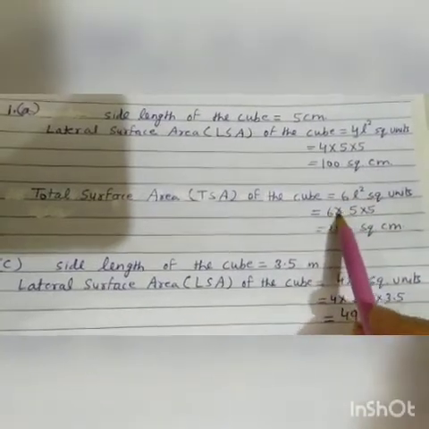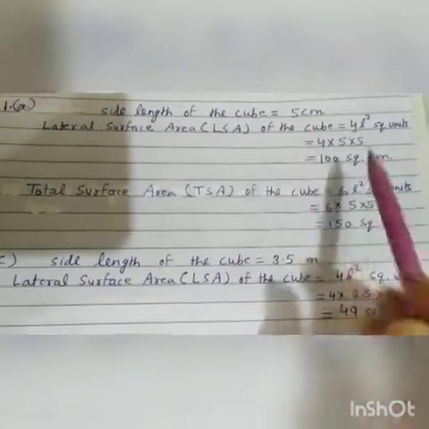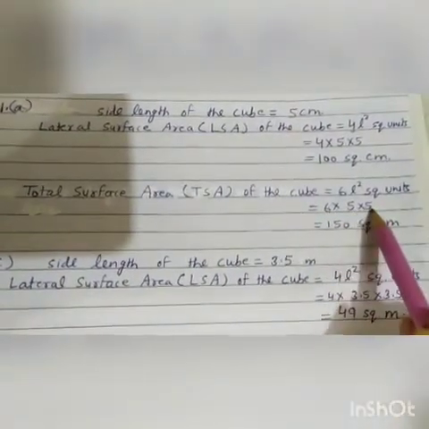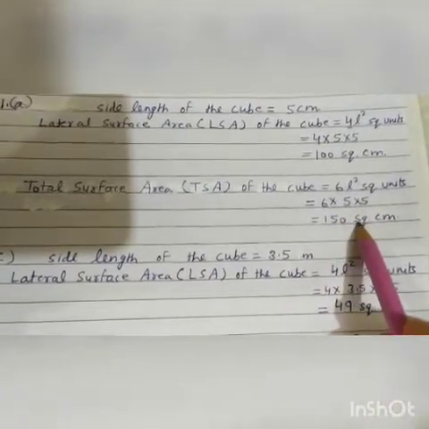Lateral surface area of the cube is 4L square and total surface area is 6L square. So 6 into 5 into 5. Again side length of the cube is 5 centimeter. 6 into 5 into 5. 5 5s are 25, 25 6s are 150 square centimeter.